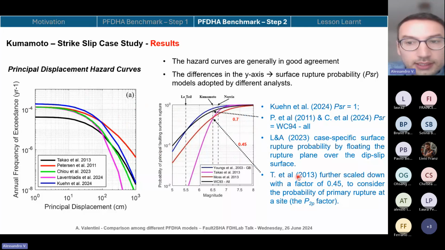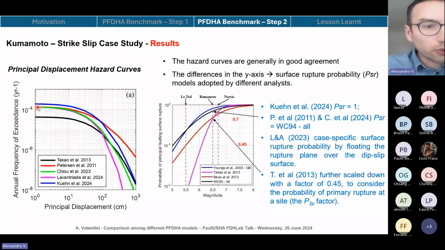And Takao et al. use the Takao et al. 2013 model, and for a magnitude 6.5, this probability is around 0.45. In addition, the Takao model is further scaled down with a factor of 0.45 to consider the probability of primary rupture at the site. It's the so-called P2P factor. And so you can see here the difference of these surface rupture probability models. The Takao model is the lowest hazard curve, mainly for this reason.